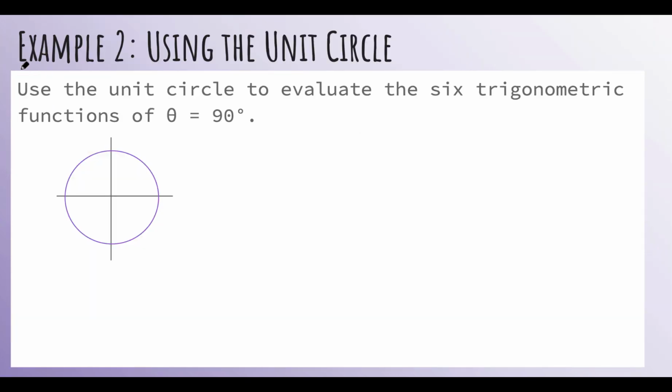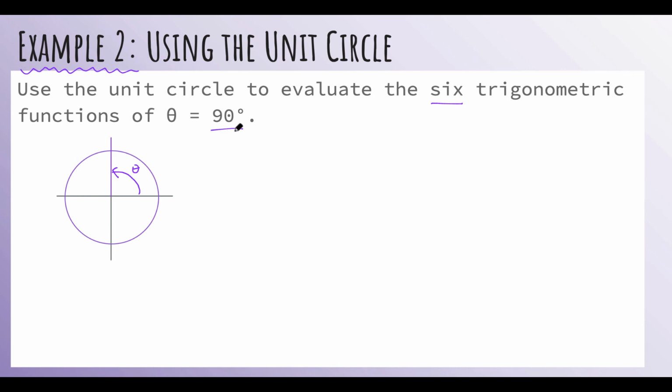Okay, let's look at example 2 here, where we're using the unit circle to evaluate the 6 trig functions for the angle theta that's going to measure 90 degrees. So take a minute and visualize, where is this angle 90 degrees? Well, hopefully you're saying it's this angle right here. Theta is equal to 90 degrees right here. So this is the terminal side of the angle. This is actually a special angle.